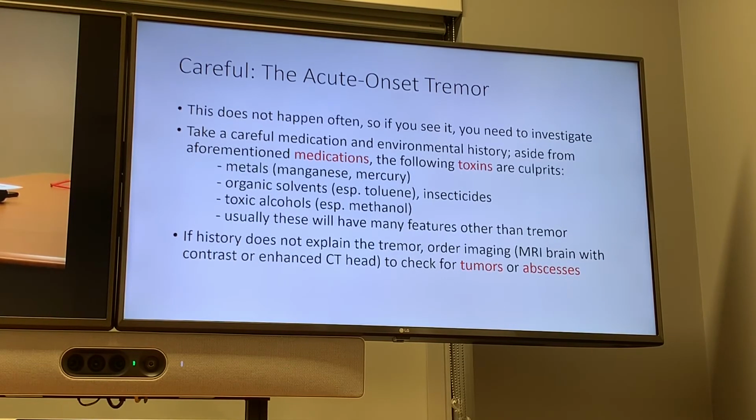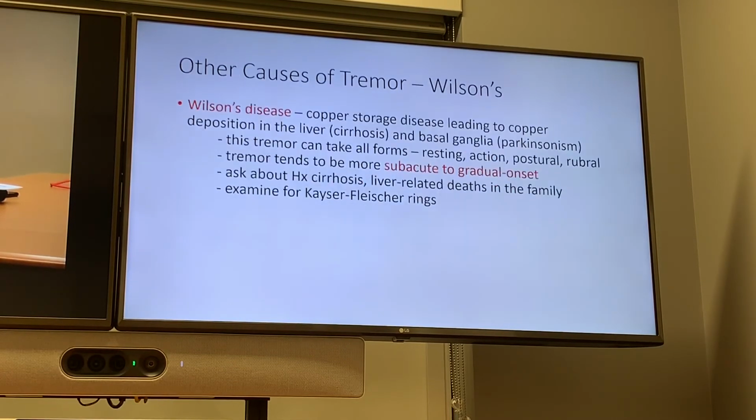If all of these things that we've talked about so far still don't quite fit the picture and you're still confused, there are a couple of rare causes of tremor, and I will end my talk with those two. So these are really things that you may never see in your career, but for those who like zebras, I always like to talk about them. So one is Wilson's disease, very rare.